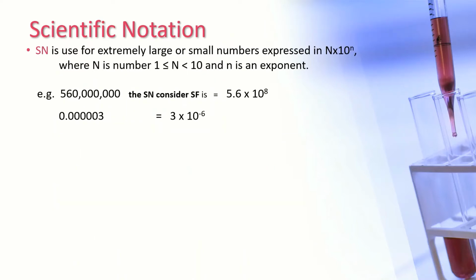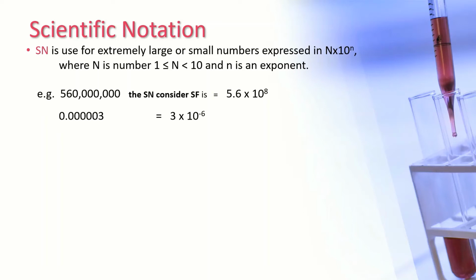Now let's go to scientific notation. SN is used for extremely large or small numbers expressed in capital N times 10 to the power of small n, where capital N is any number equal to or greater than 1 but less than 10, and small n is an exponent. So meaning in SN, there is only one whole number at the left of the decimal point.